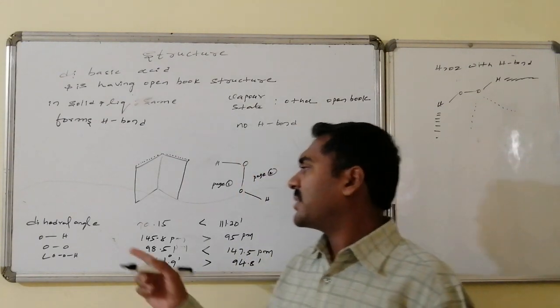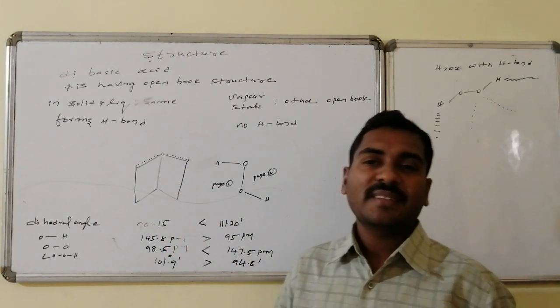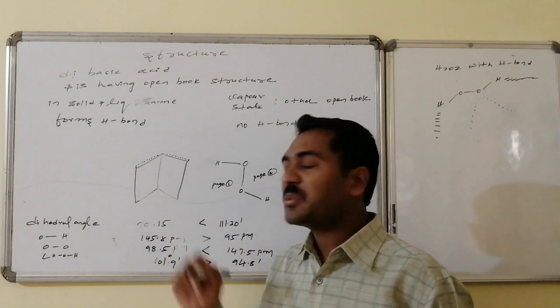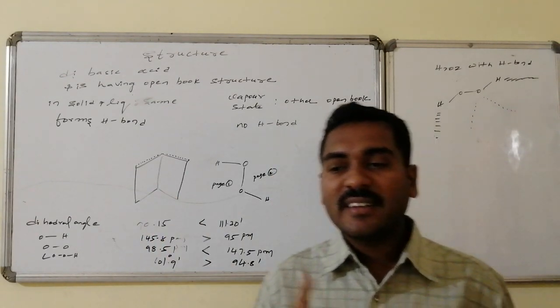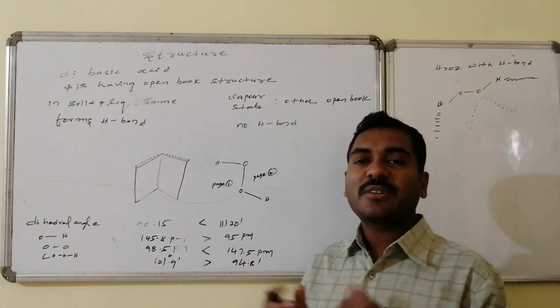Let us have a look related to the angle. Dihedral angle, the angle between page 1 and page 2, that imaginary angle present between page 1 and page 2, is said to be the dihedral angle. In this dihedral angle, if it forms solids, what happens is hydrogen bonding is present.